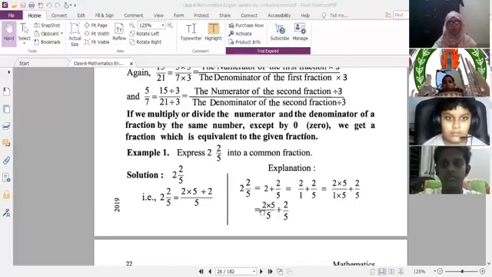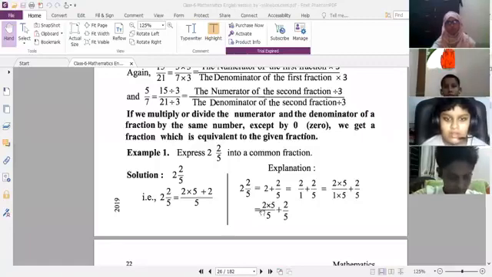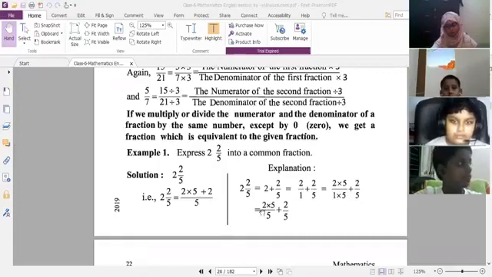Yes, Shariar Hussain. Shariar, have you a question? Miss, I can understand the 5 by 7 equal to 15 divided by 3, then 21 divided by 3. Miss, the numerator of the second fraction divided by 3 and the denominator of the second fraction divided by 3.